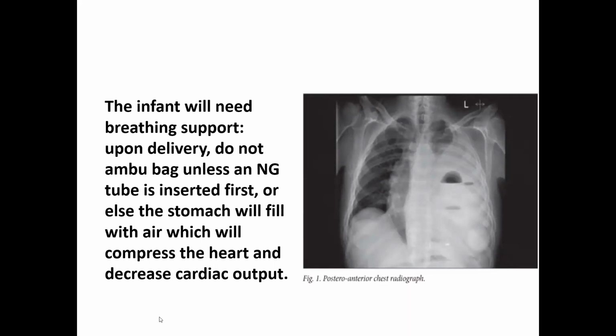So what has to be done is a nasogastric tube has to be inserted first before you can start bagging. The tube will be passed into the esophagus, sit in the stomach and get hooked up to suction, so that as you're bagging, any air going into the stomach will be suctioned out.